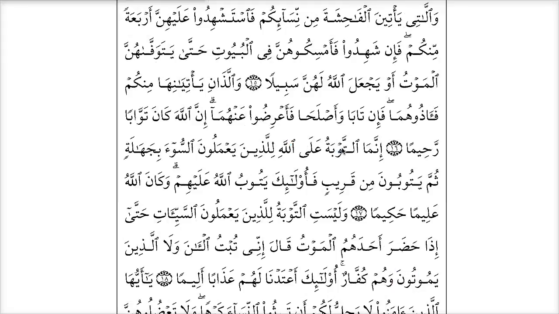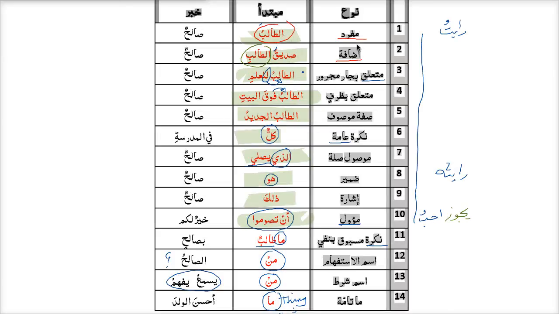Okay, let's look at another one then. يعملون السوء. السوء. What kind would this be? Okay, number 1. Excellent, very good. Let's say, for instance, it was السوء بجهالة. So the bi, let's say it's related to the su. Then what type of maf'ul bihi would this be? Okay, this could be the third type. Excellent, very good. So the third type, متعلق بحرف جر, it becomes that.